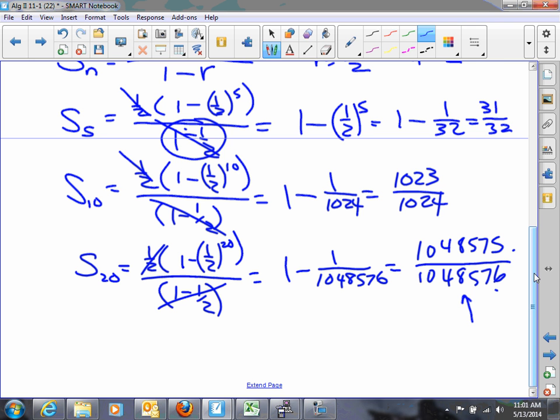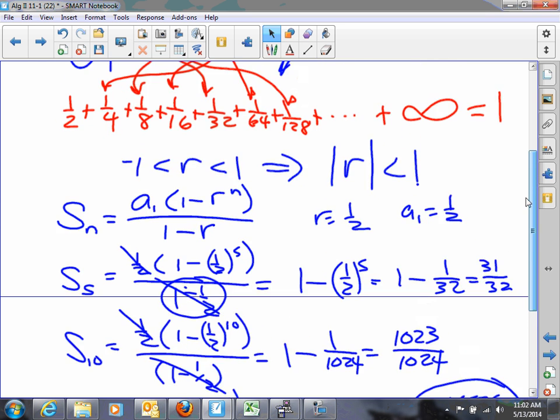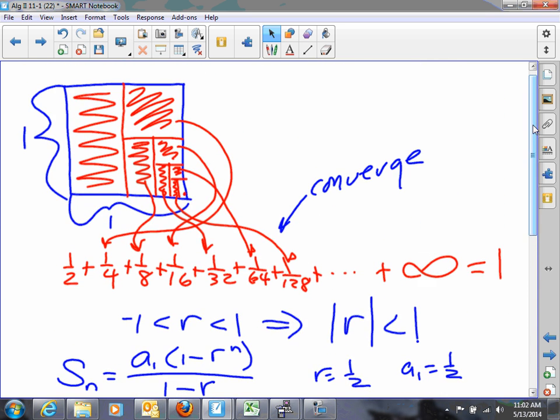See, and this is what mathematicians say. There is no number less than 1 that this ratio won't eventually get closer to 1 than. If you give me a number that's less than 1, but different than 1, no matter how close it is to 1, I can pick a number of terms here and get closer to 1 than that. So what we say is that there's no number less than 1, but 1 is a bound. So we say the sum of this series converges to 1.